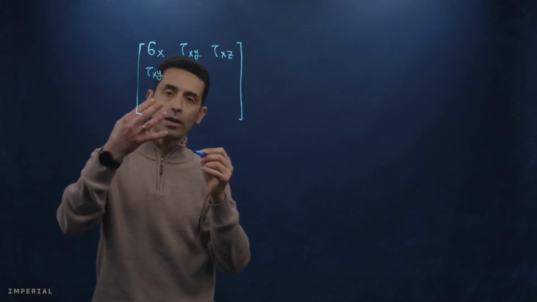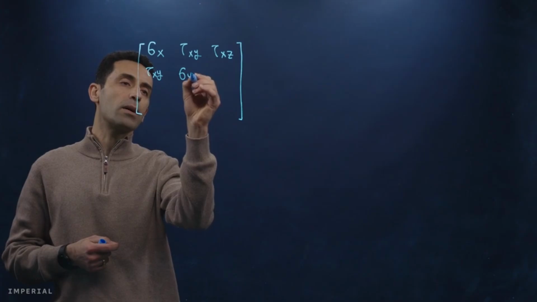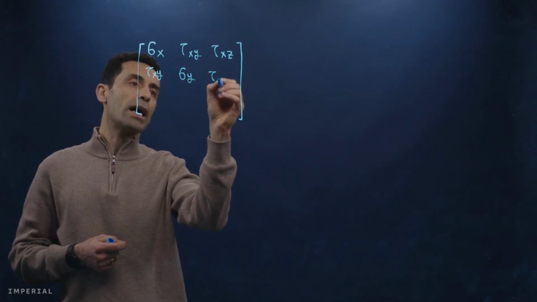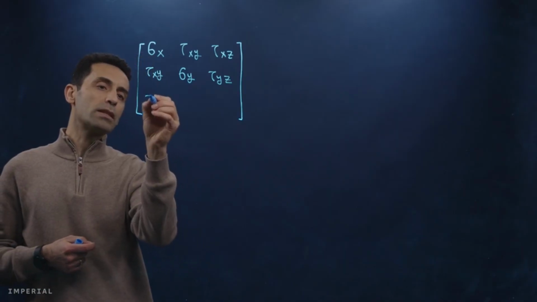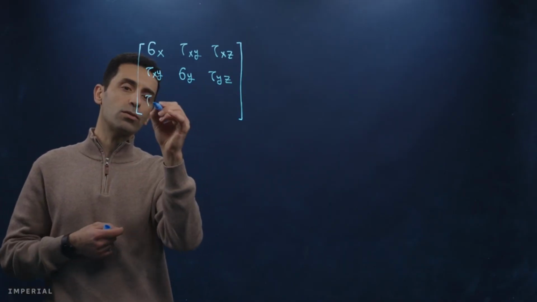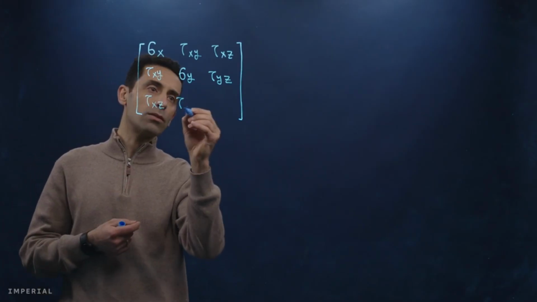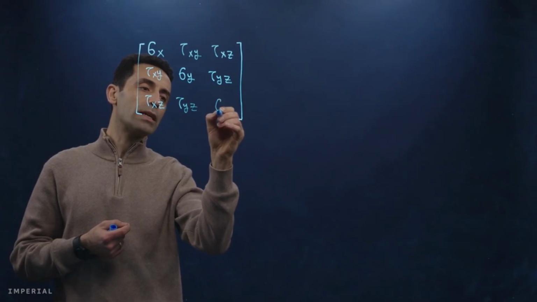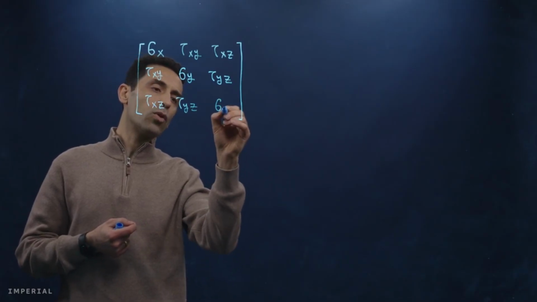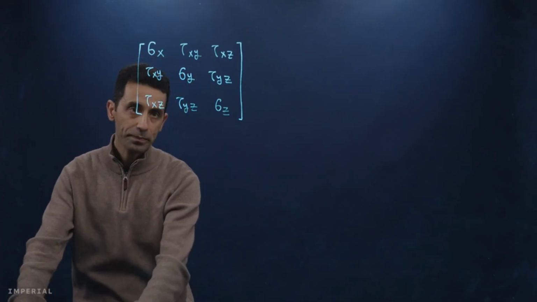So this is tau yx, which is equal to tau xy, and then the diagonal term is sigma y, and here we have tau yz. And then moving to this one, this is tau zx, which is equal to tau xz. This is tau zy, which is equal to tau yz. And again, the diagonal term here is the other normal stress, which is sigma z.